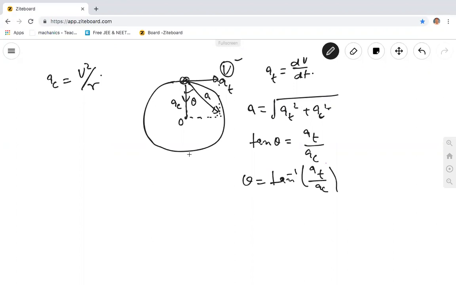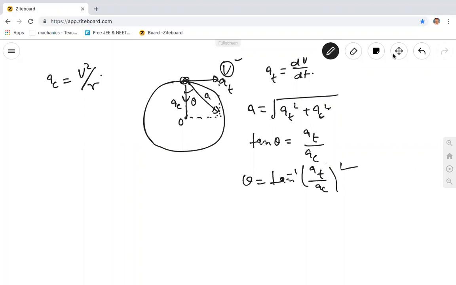So what we have learned is that in non-uniform circular motion, the net acceleration is not towards the center. It makes angle theta with the radius vector. In uniform circular motion, the net acceleration was towards the center, because there was only one acceleration, AC. But in the present case, there are two accelerations, AT and AC. AT is the tangential acceleration, which increases the speed, and AC makes the particle move in a circle. The net acceleration makes angle theta with the radius vector.